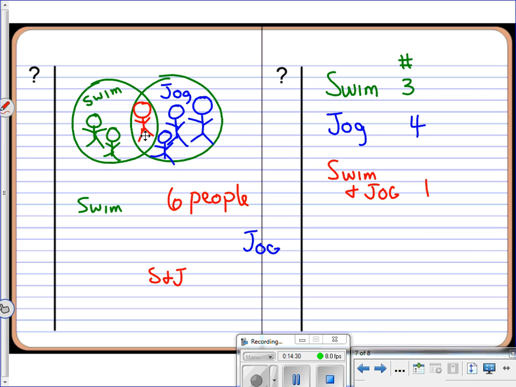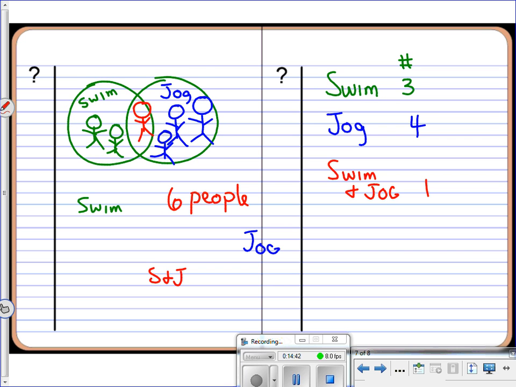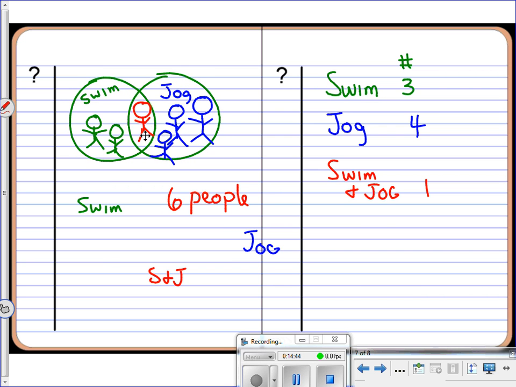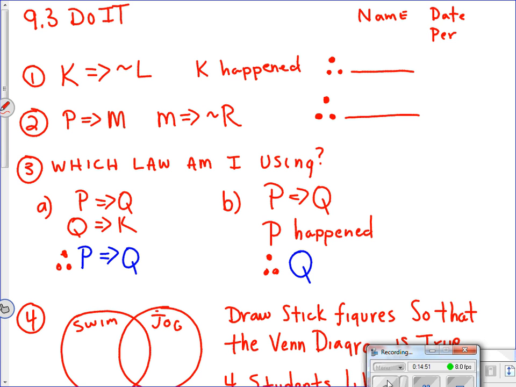Now, I always throw this person in there first. He's the one that has to fit there. He's going to swim and jog. And if you take a look at the circle to the right, there are 4 people that are in that circle. That's 4 people that like to jog. If you look over here in the circle for swimming, there are 3 people who like to swim. And, of course, you have the one that likes to do both. All right, that's it. Let's go to our do it problems.